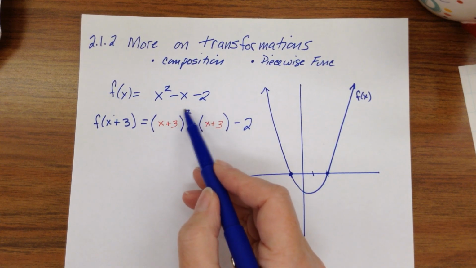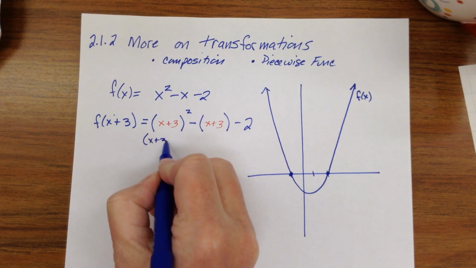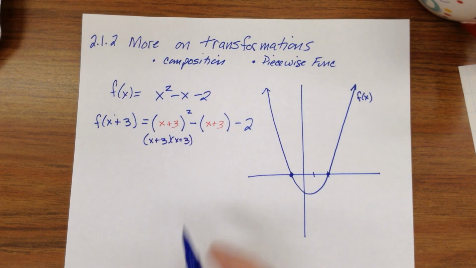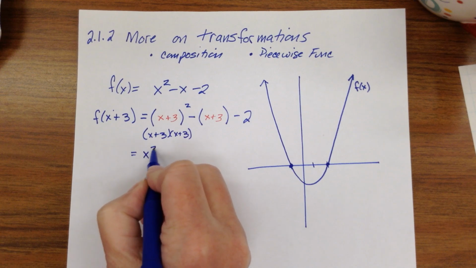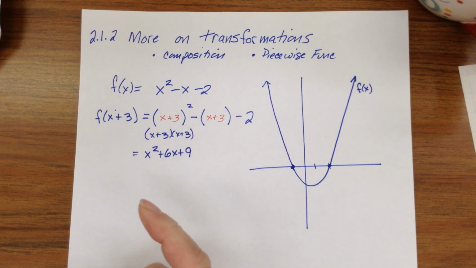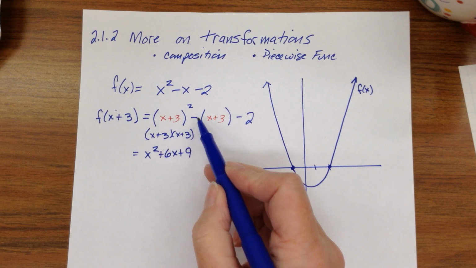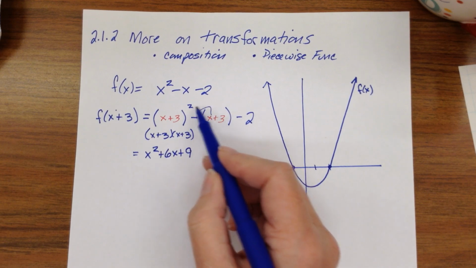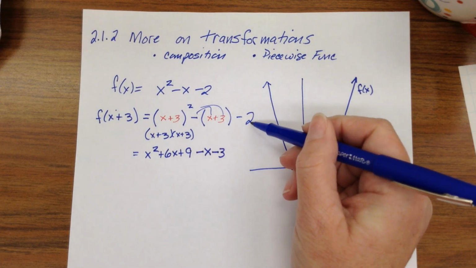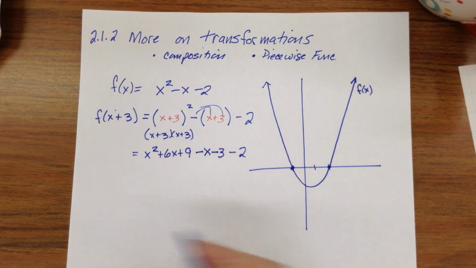I am sick to death of seeing x squared plus 9. That's wrong. We have to do x plus 3 times another x plus 3. If you want to use the boxes or if you want to FOIL, whatever, we should get x squared plus 6x plus 9. If you need to pause the video and do the work, that's fine. Right here, do you see this negative? That negative needs to distribute. We get negative x minus 3, and then the minus 2, bring it down.